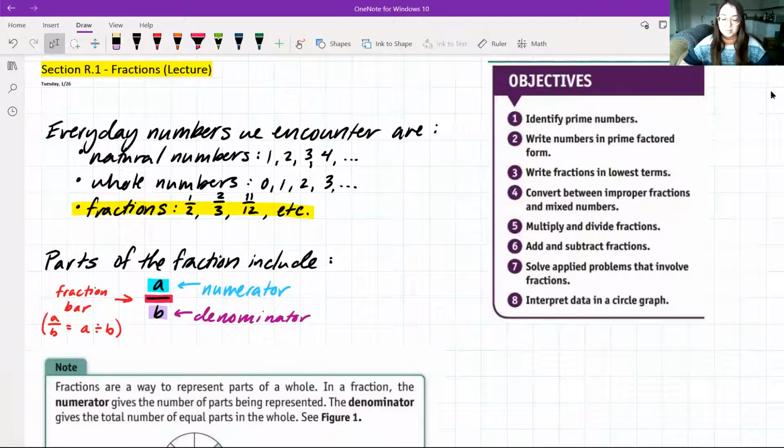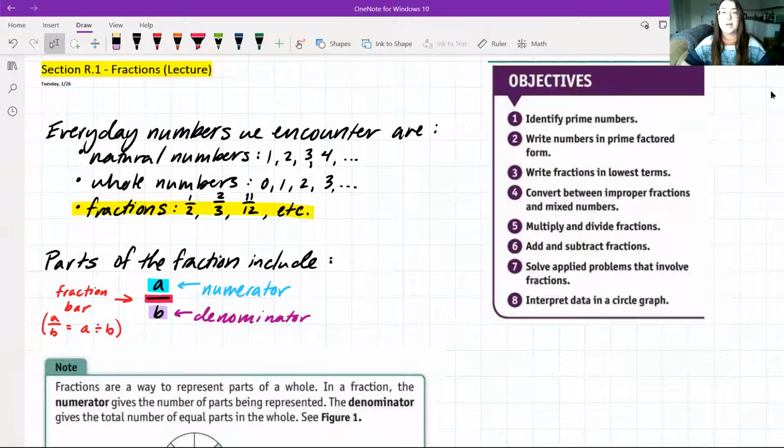Everyday numbers we encounter can be broken down into 3 separate categories. We often see natural numbers, which are the numbers 1, 2, 3, 4, and so on. These 3 dots represent that it will go on infinitely, so we're imagining 1 to infinity. Then we have our whole numbers, which are just our natural numbers with the number 0 included. So it will go from 0, 1, 2, 3, 4, 5, on to infinity.